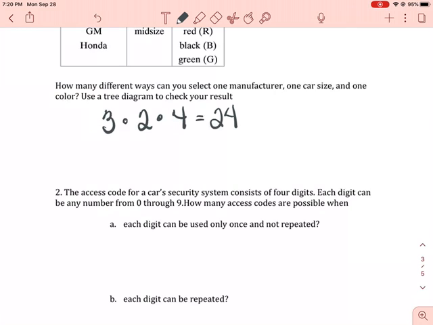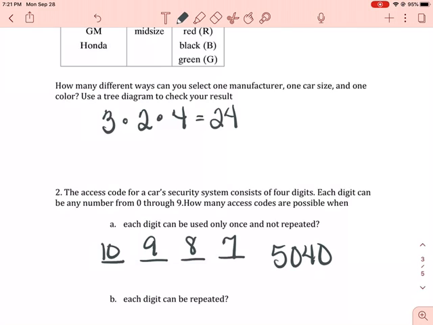All right, so each digit can only be used once and not repeated. I like to think of these as slots to fill. Here's our 4-digit number. Since you have 10 choices for the first number, we get 10. But once I use that number, it says only once and not repeated, so I can't use that number again. Now I only have 9 choices. Use that number, now there's only 8. And then use that number, and now there's only 7 choices left. So we multiply 10, 9, 8, and 7, and we get 5,040 different ways that we can create that security system.